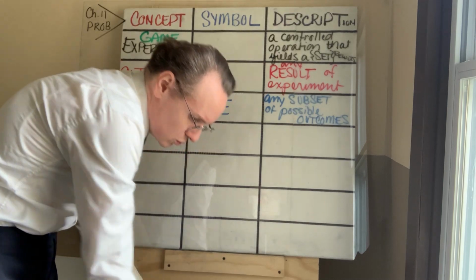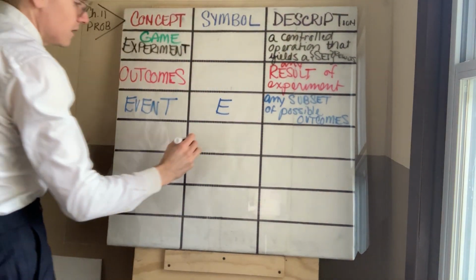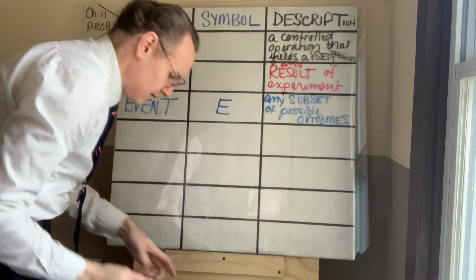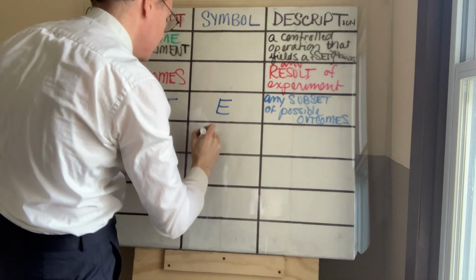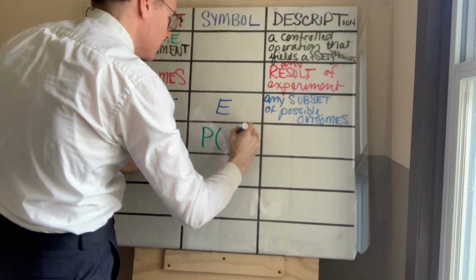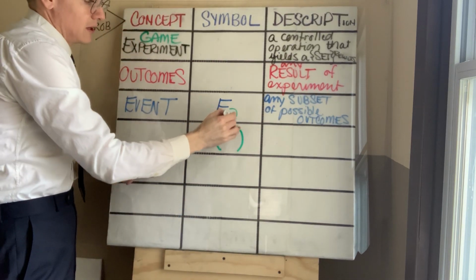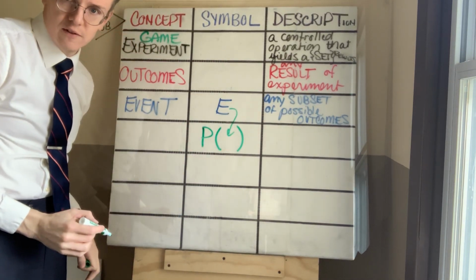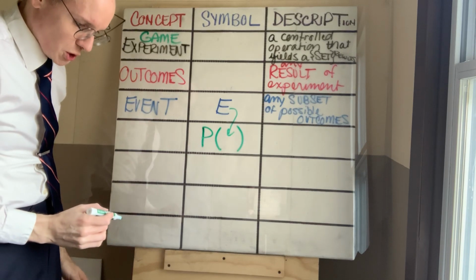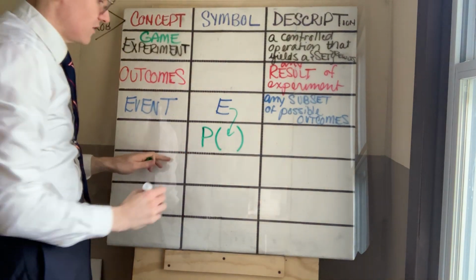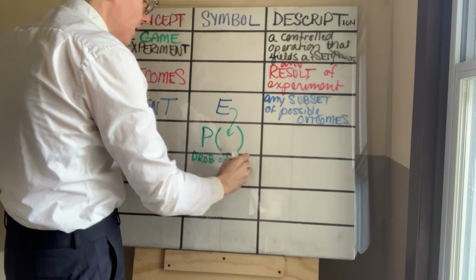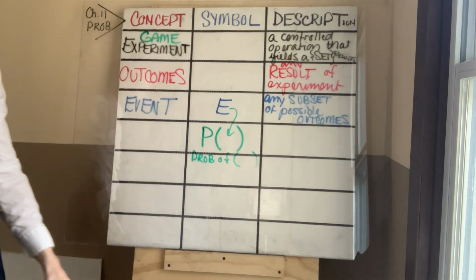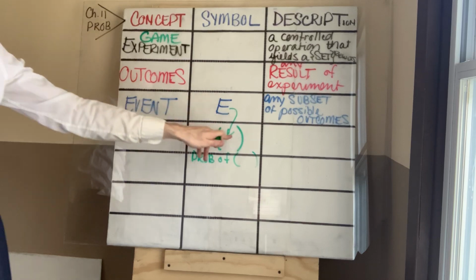Then there is actual probability. Probability is abbreviated like this, as a capital P and parentheses. The element letter is usually fitted into here. But let's just start with a generalization. You would read this as the probability of, and then whatever is inside the parentheses, whatever the specified event is.